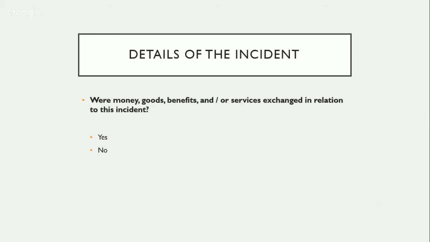The next question we have is about money, goods, benefits, or services exchanged in relation to an incident. So what we were looking for here is if it's possible exploitation. Let me give you an example. If a boy is promised food aid if he sleeps with a service provider, this would be an example of services exchanged in relation to this incident.